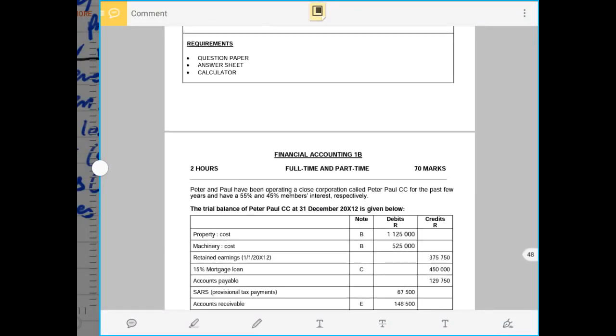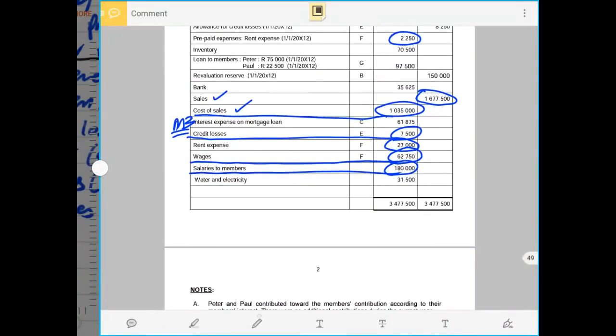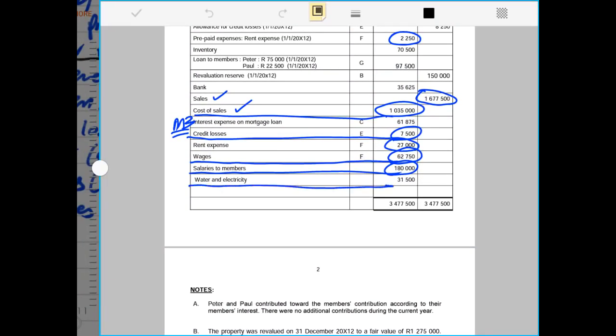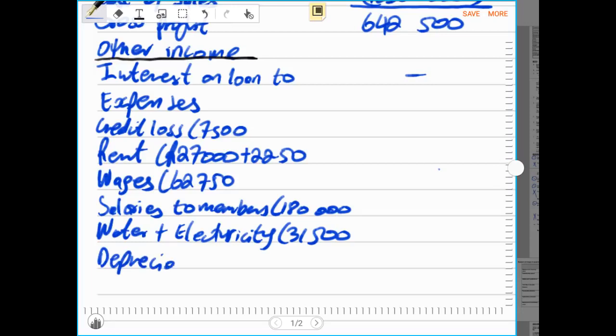The next expense that we have after salaries to members is water and electricity, and water and electricity is 31,500 rands. There's another expense here which you don't have to calculate, which is depreciation.